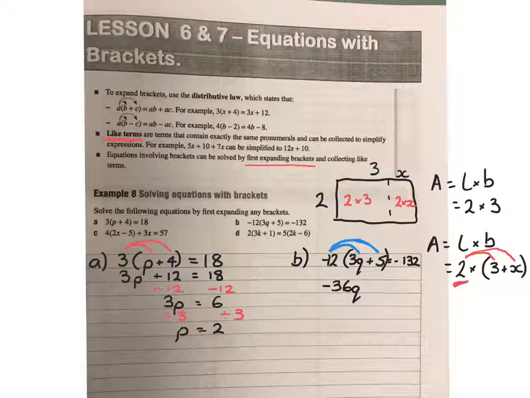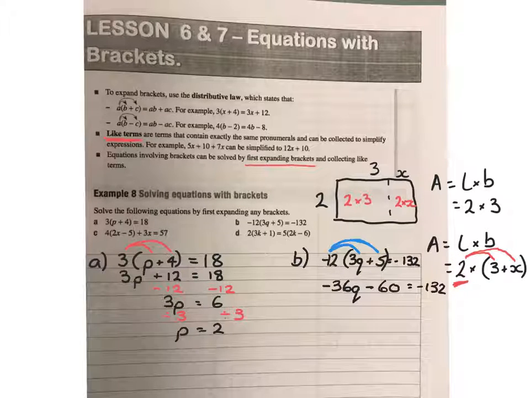So negative 12 times positive 5 gives me negative 60, and that's still equal to negative 132. I'm just going to quickly erase this info over here. No, I'm not, because I can't figure out how to do it. Oh, I'm sure you'll all cope. Okay, so now we've got negative 36q minus 60 is equal to negative 132.